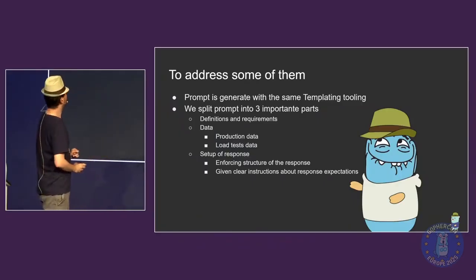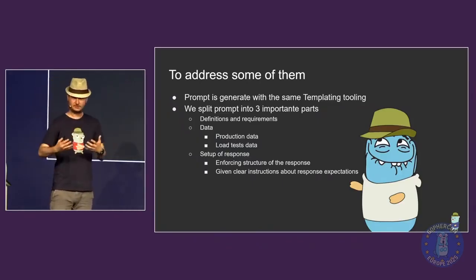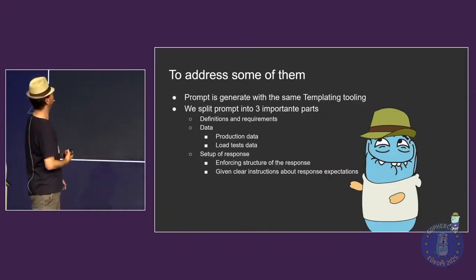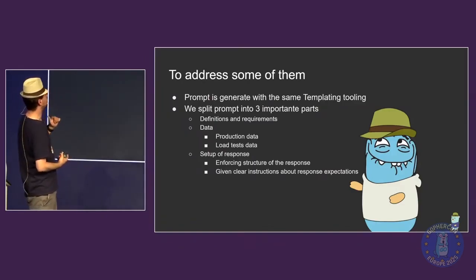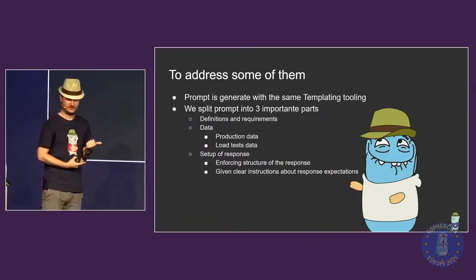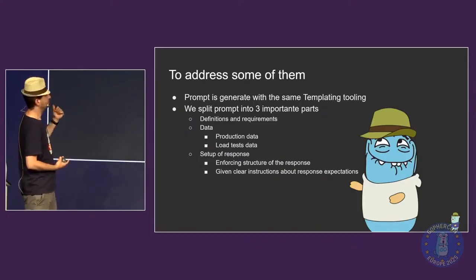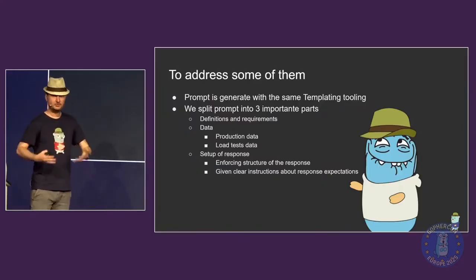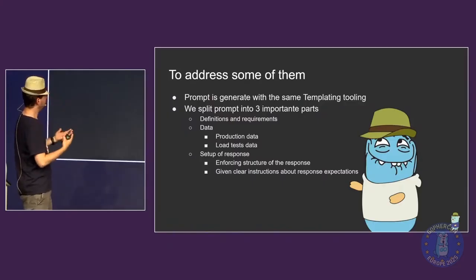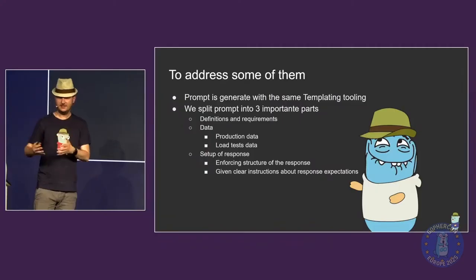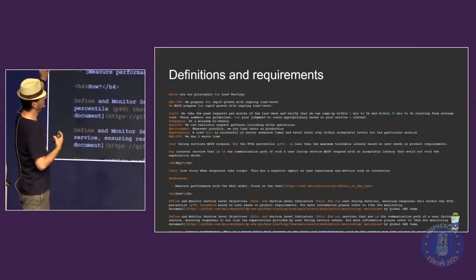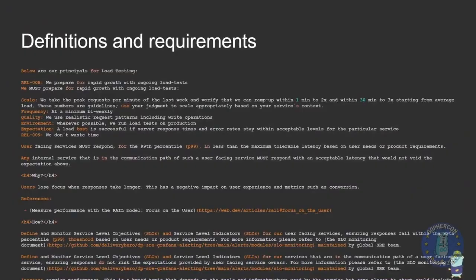It's amazing. And what we did with the prompt to make it rock from the first part, we split the prompt into 3 important parts. So first of all, we have definitions and requirements. Second of all, we have data. So we provide the production data to compare. We provide load test data to be evaluated. And the last step, we set up the response. So we tell AI in which format we want this output. So our input, our definitions and requirements, this is input from our reliability manifesto about what we expect from the load test.